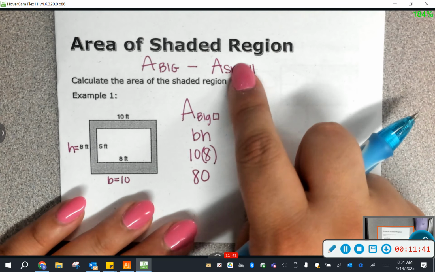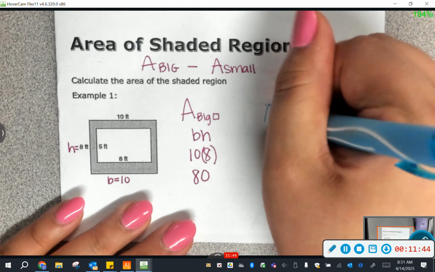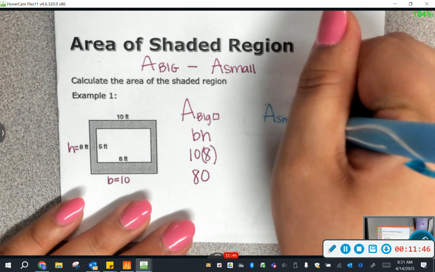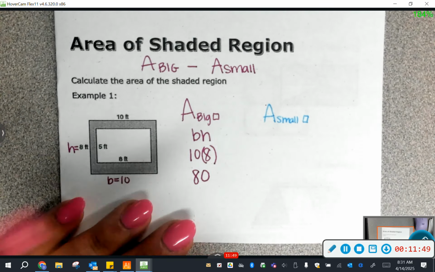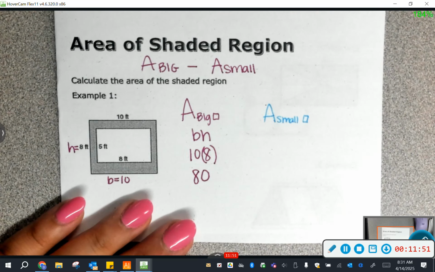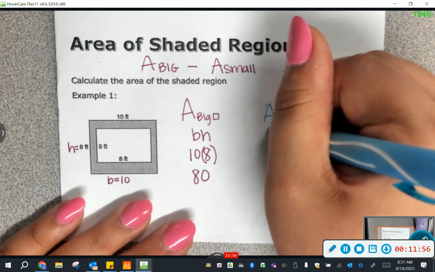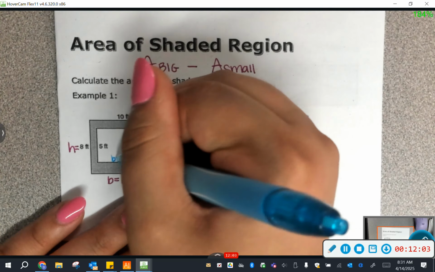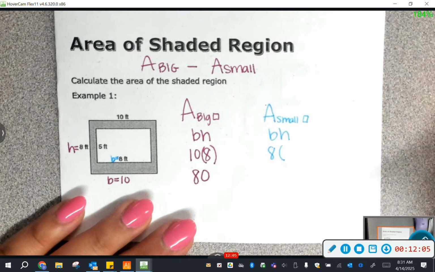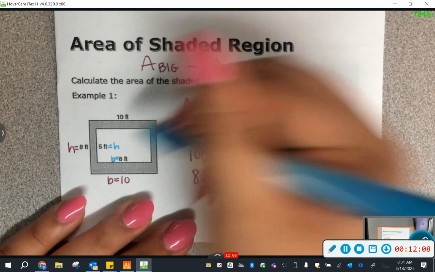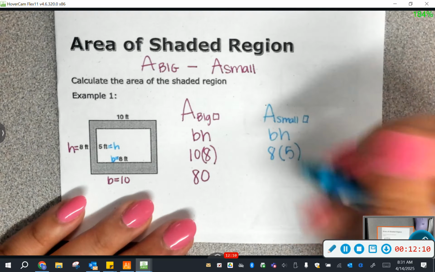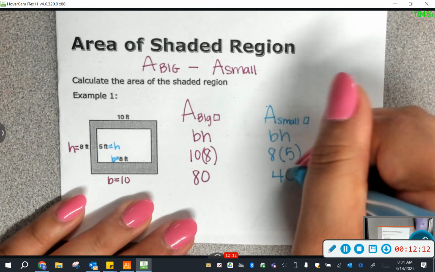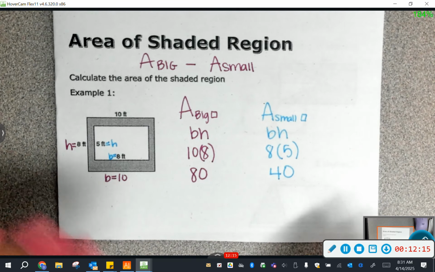Now, I have to find the area of the small shape. What is my small shape here? The white box, the smaller rectangle. Do y'all agree? And since we're going to do rectangles a ton, do we all agree that rectangles are BH? What is the base of the smaller rectangle? 8. And the height of the smaller rectangle? 5. And 8 times 5 is 40. Write this down, please.